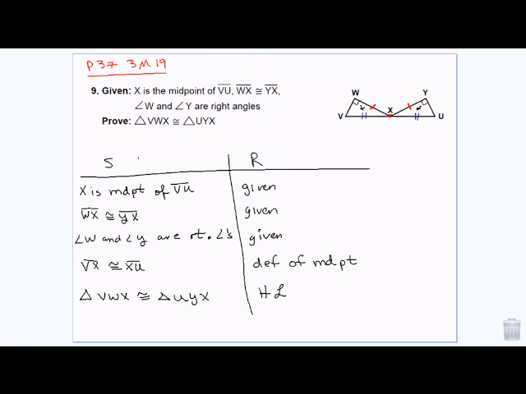And these just take a little bit of practice. So usually you take your given statements, you have to define something, and then the next line is usually enough to tell you how your triangles are congruent.